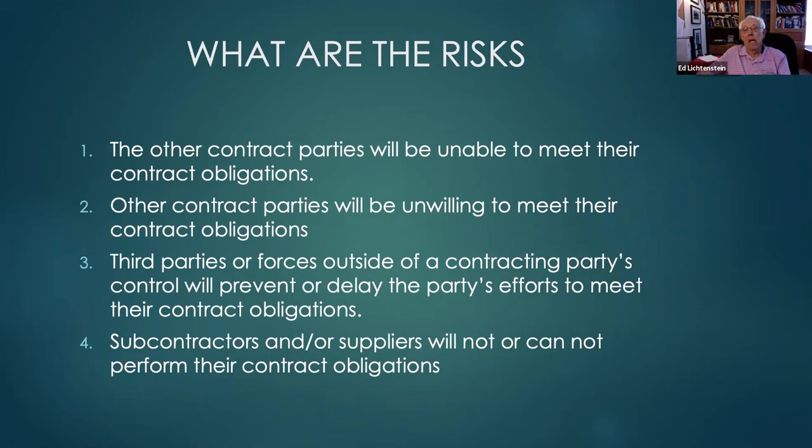And subcontractors or suppliers won't or can't perform their obligations. I may have depended upon a particular subcontractor to deliver some goods or some manufactured parts to me. All of a sudden, his assembly line broke down. I'm going to be impacted. What happens under the contract if that happens?